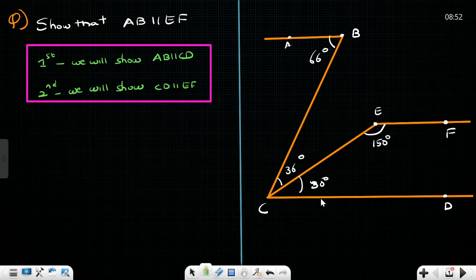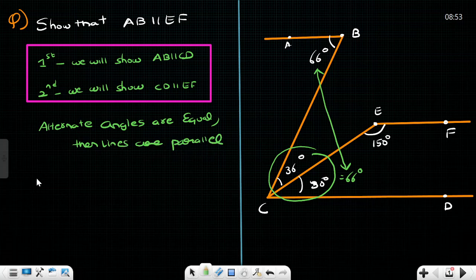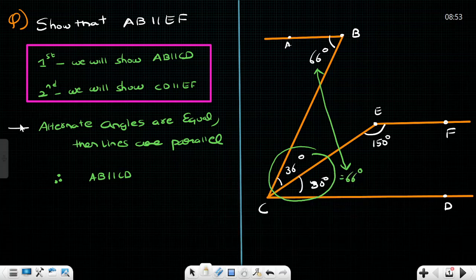Now, what is this combined angle, Akshita? 36 plus 30, which is nothing but 66 degrees. This 66 and this 66 are equal, which are nothing but alternate angles. So if alternate angles are equal, then lines are parallel. Therefore, what we proved is AB parallel to CD. This we have proved.